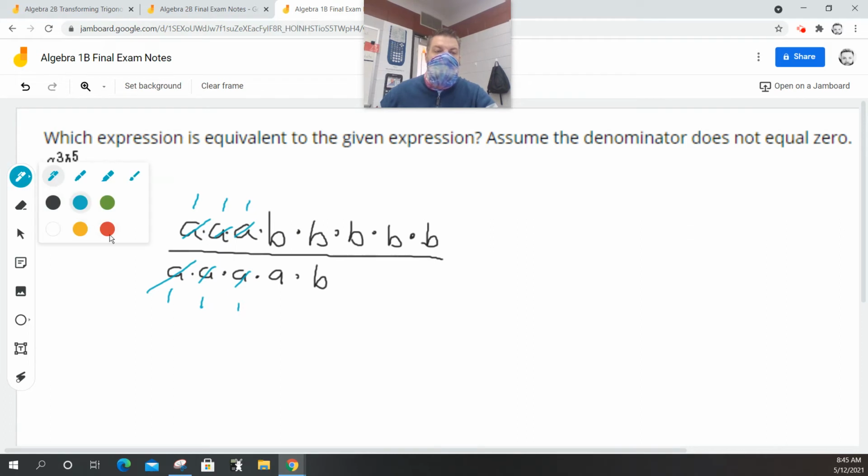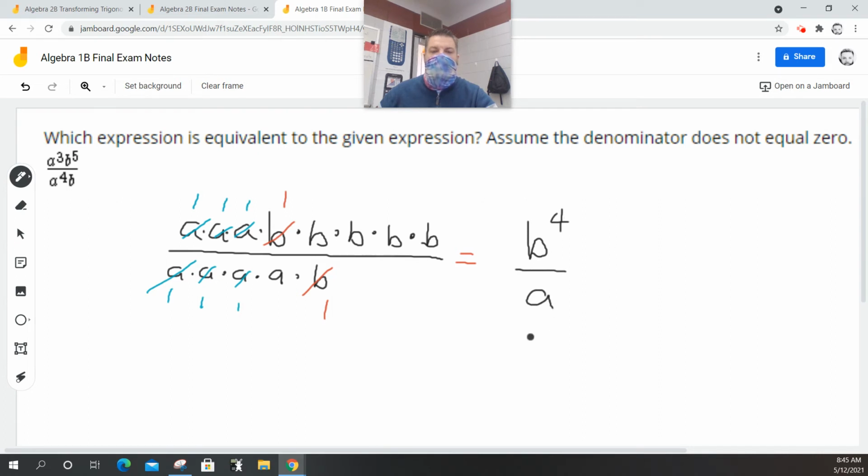Now let's do the same thing with the B's. I only have 1 B on the bottom. That will reduce with 1 B on the top. So then my answer is I have 1 times 1 times 1 times 1 times B times B times B, 4 B's. So that becomes B to the fourth. And then I have 1 times 1 times 1 times A times 1, which becomes just A. So B to the fourth over A. And then remember, A cannot equal 0 because that's the denominator.